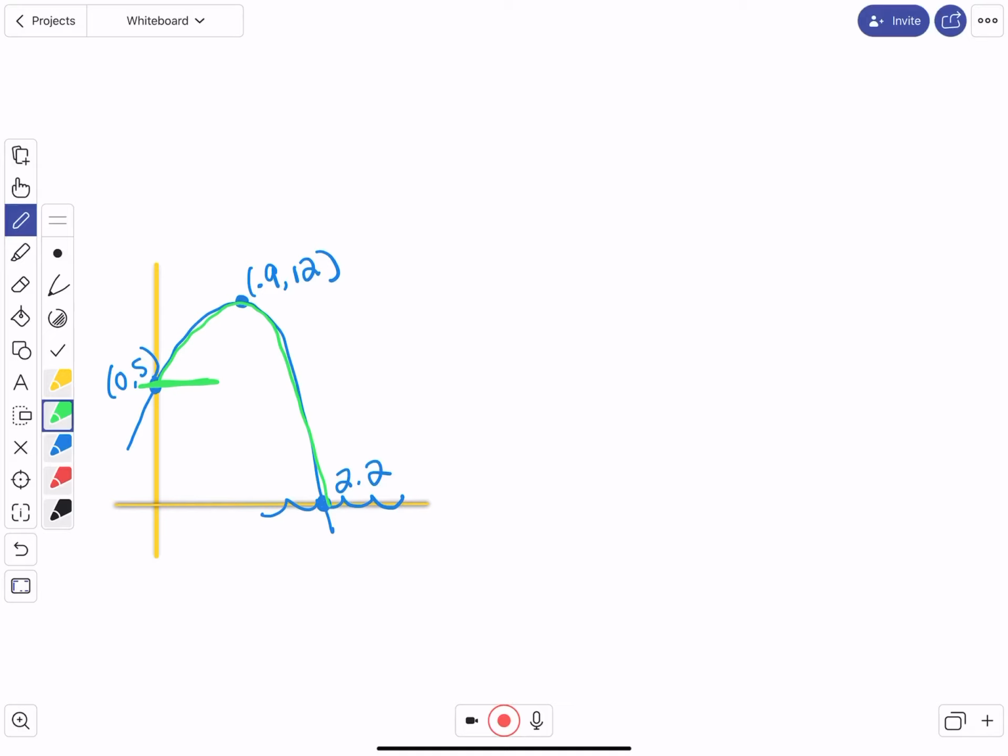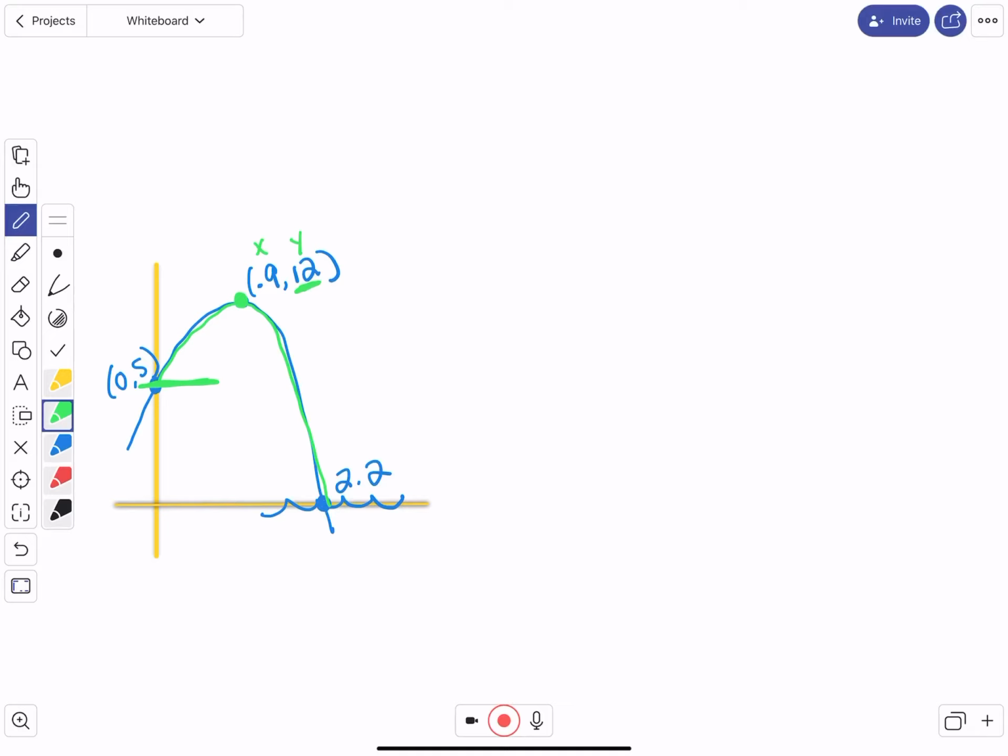All right, question 8. What is the maximum height of the diver? Well, right here is the peak, okay? This is X, this is Y. Y represents your height. So his maximum height is going to be 12.